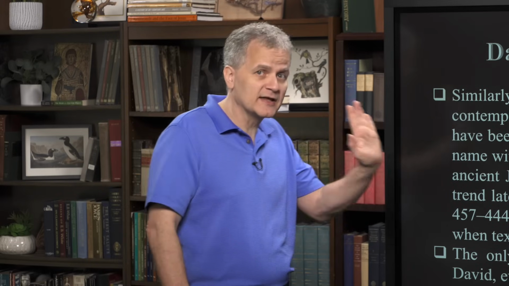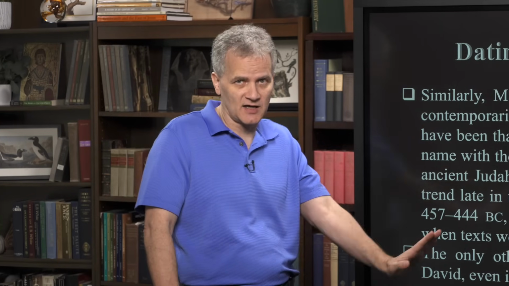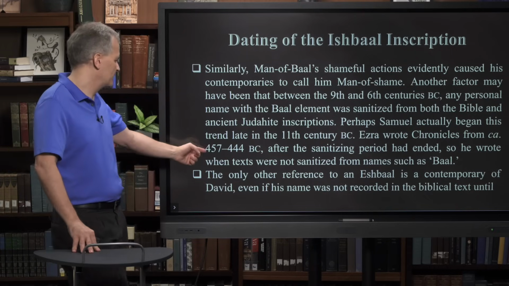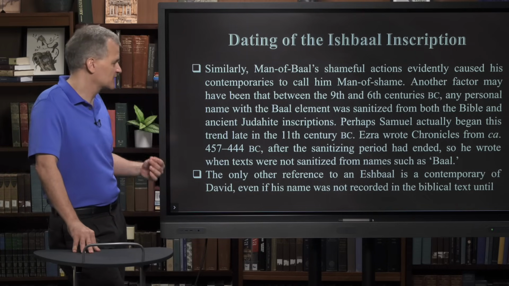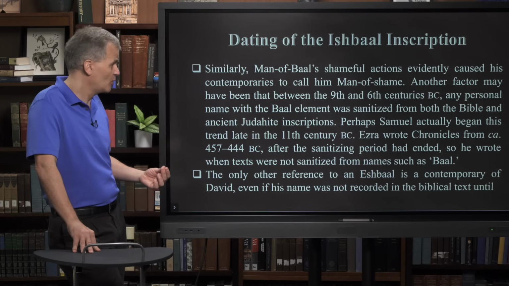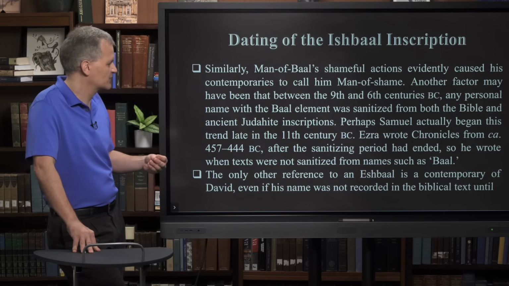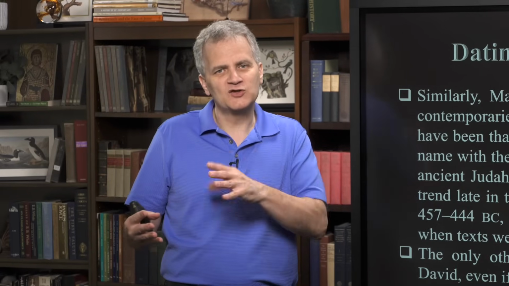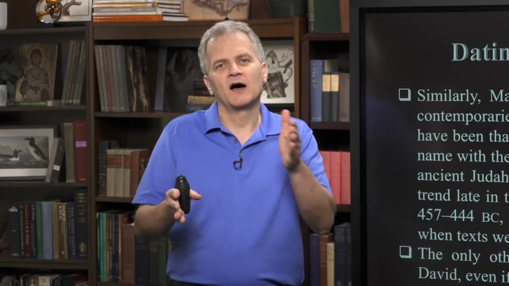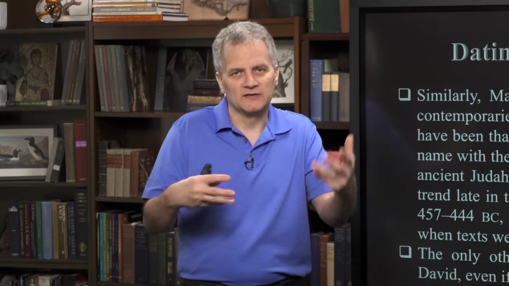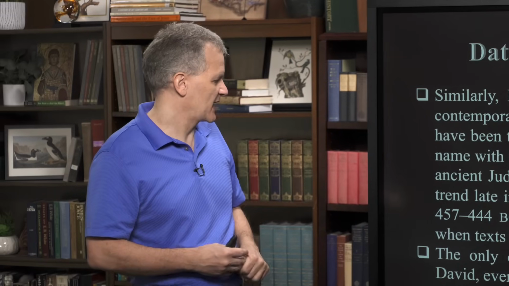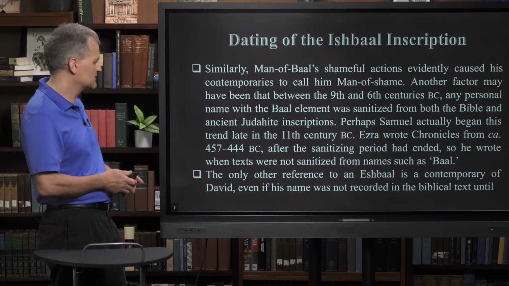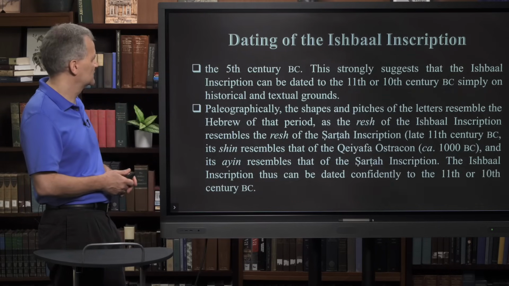Ezra, and that's way later in history, the scribe in the post-exilic time, in the 5th century BC, Ezra wrote Chronicles from approximately 457 to 444 after the sanitizing period had ended. So he wrote when texts were not sanitized from names such as Baal. So he wrote the original form, Ishbaal, rather than man of shame, which is what later came to Saul's son as a name. The only other reference to an Ishbaal is a contemporary of David, even if his name was not recorded in the biblical text until the 5th century BC.